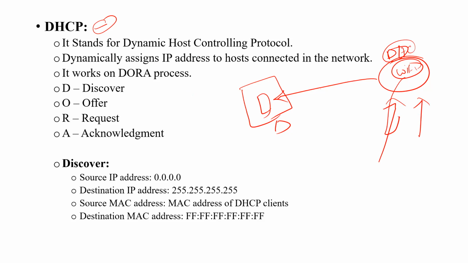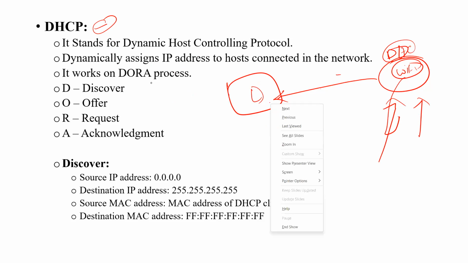So it dynamically assigns the IP address to the host connected to the network. That's about DHCP. And one more thing you need to remember is how they are assigning the IP addresses. When a device is connecting to the network, how does it get the IP address? That process is called the DORA process, which stands for discover, offer, request, and acknowledgement.